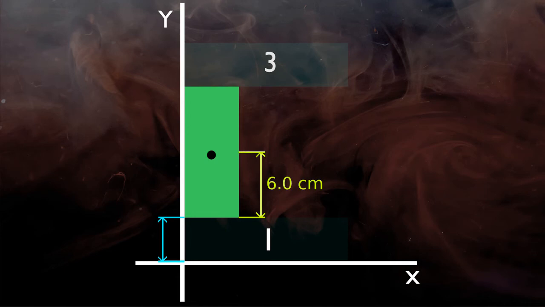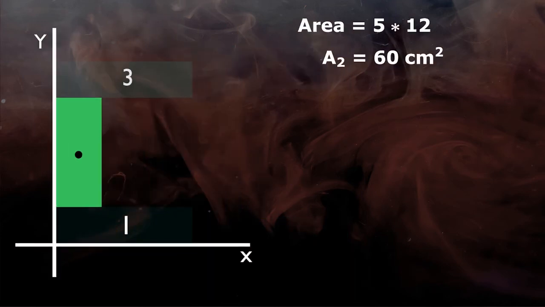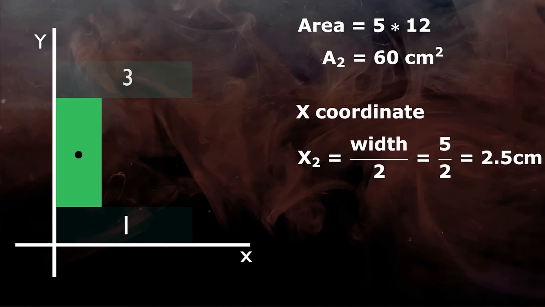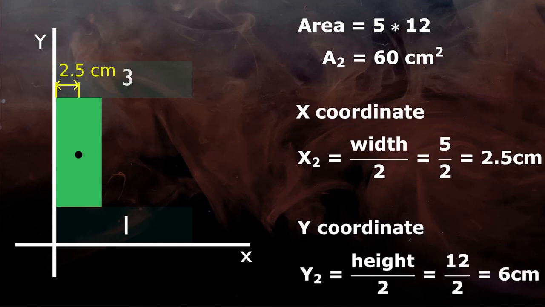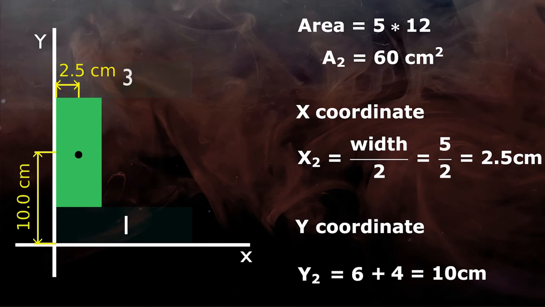This distance is the same as the height of rectangle 1, that is 4 cm. Now the area is the same. Final x coordinate x2 will be the same, 2.5 cm, and y coordinate y2 will be 6 cm plus 4 cm equals 10 cm.